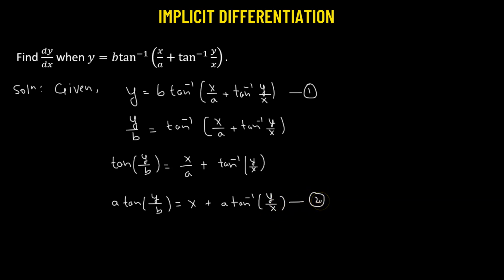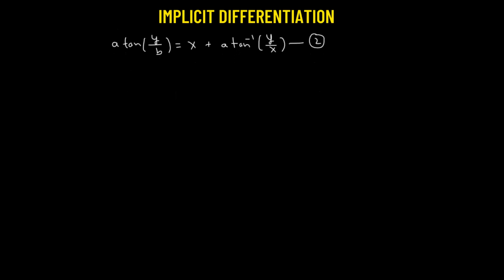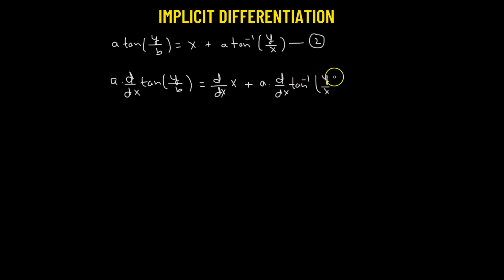Now what we'll do, we'll take the derivative on both sides of equation number 1 with respect to x. So let's do that. Here a is a constant, so a will be multiplied to the derivative with respect to x of the tangent function. We have tangent of y over b, which will equal the derivative with respect to x of x plus a times the derivative with respect to x of the inverse tangent of y over x.